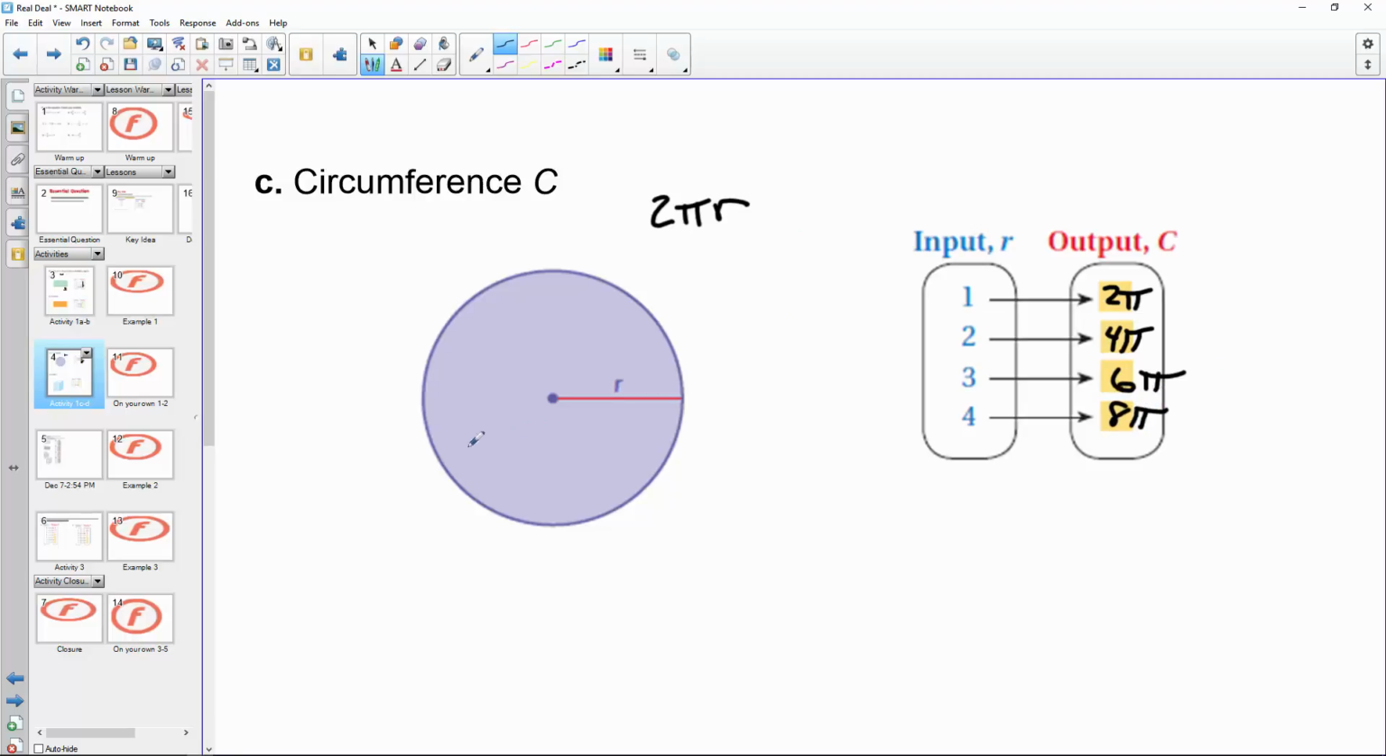So again, the ordered pairs that I'd have would look kind of strange, but it would be 1, and then 2 pi, and then 2, and 4 pi, and so on. So I could interchange this, meaning I could go from an ordered pair and put it into a map, or I can map it out and then change it to an ordered pair.